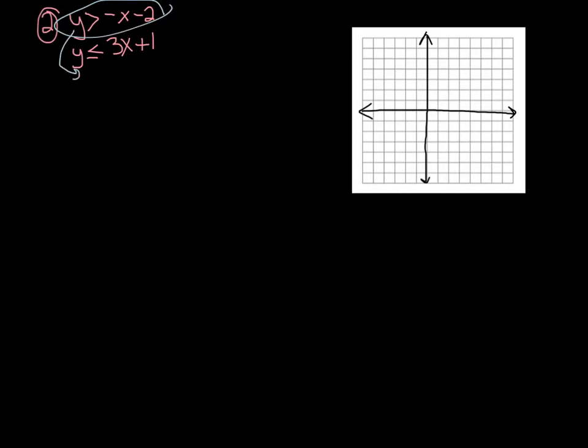So I'm going to start with this problem. I end up getting that my slope is negative 1. I'm going to write that over 1. My y-intercept is negative 2. My line is going to be dashed. I'm going to shade above the line. So I'm going to start at my intercept, which is at negative 2. I go down 1, right 1. And then I'm going to draw a dashed line. Then I will shade above my line.